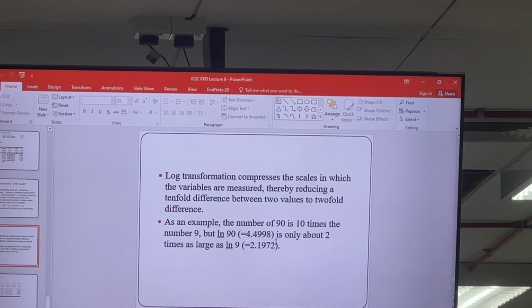By doing so, it can help the model to reduce the different values of the error term, the different values of the error variance. So it helps to make the error variance not that much different across different values of x.